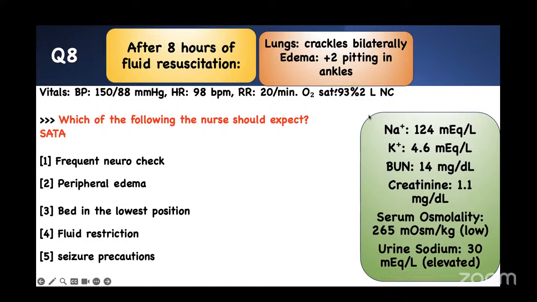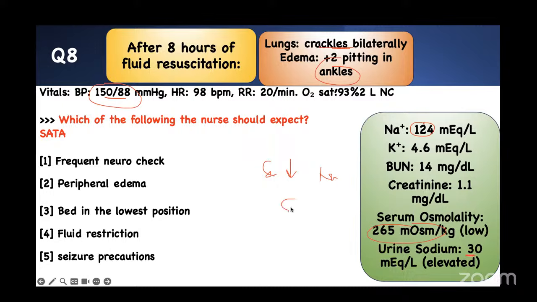I call it a buzzword. Low sodium, and then the osmolarity of your blood is low. So serum osmolarity is low, and your sodium is low. That means something is diluting, right? But you are fluid overloaded. Blood pressure is high. You have crackles in your lung. You have pedal edema. Your urine sodium is elevated. Something is going on. What do you think? The patient got a bunch of fluid.